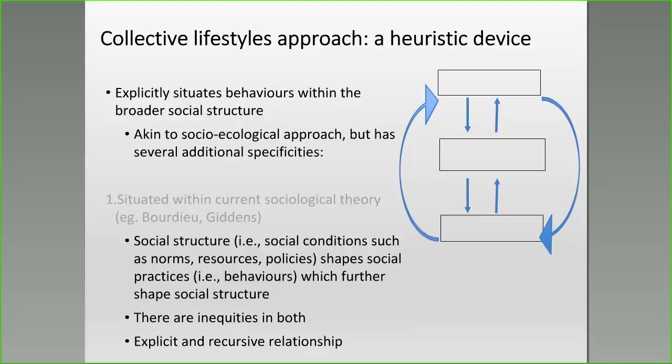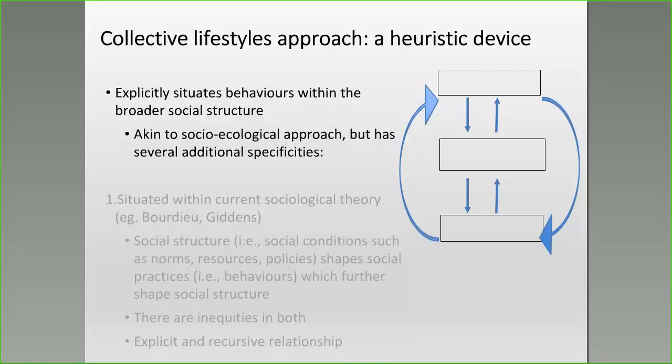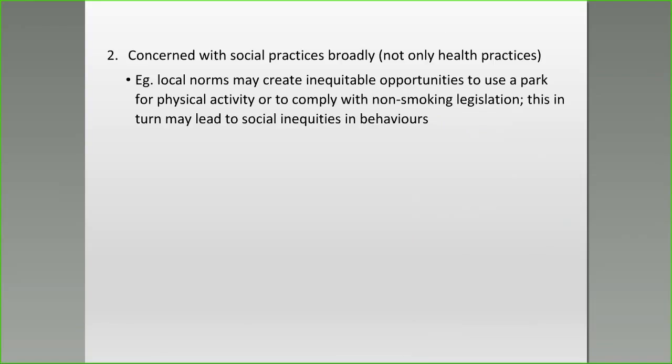So the collective lifestyles approach views social structures, and these include norms, resources, and policies, as shaping health behaviors, which are called health practices in this approach. And health practices further shape the social structure. So it highlights the collective nature of behaviors. We see the opportunities that individuals have for healthy behaviors as being shaped by their social position. There's also a very central focus on an explicit recursive relationship between what people do and the structure within which they are acting.